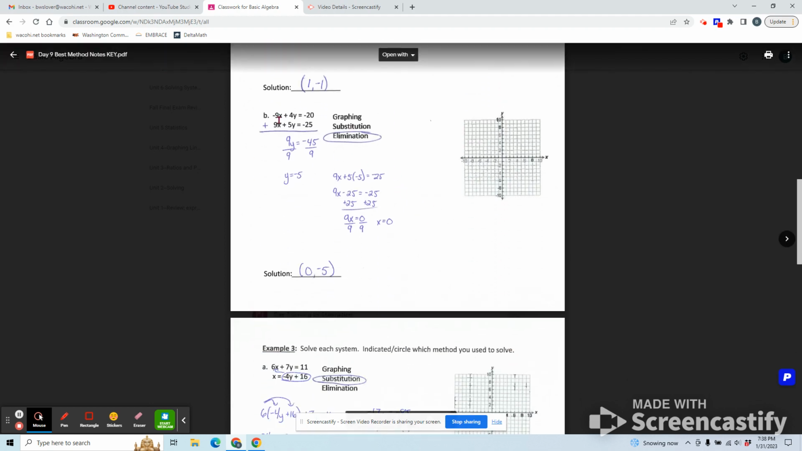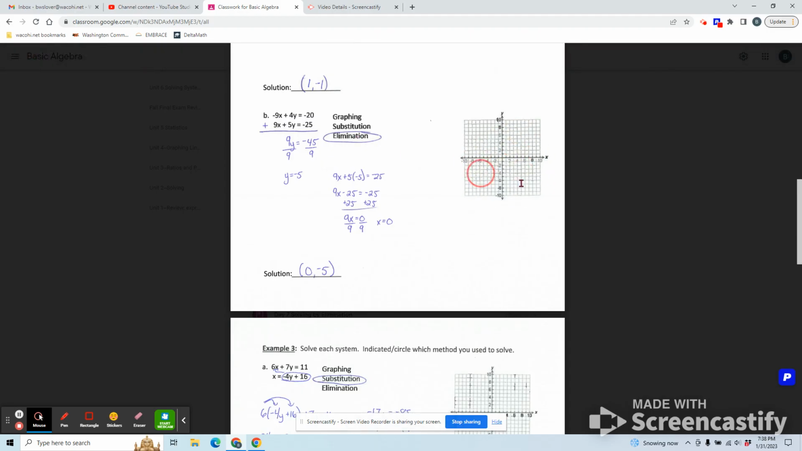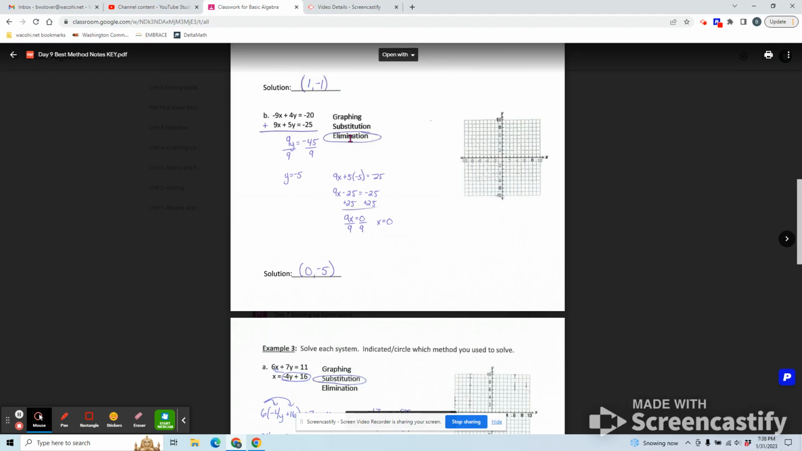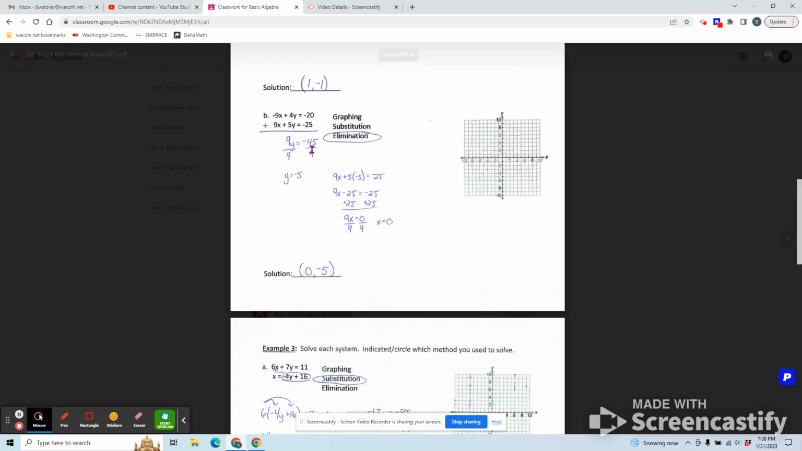Letter B is set up for elimination. So I don't need to use this graph because I didn't choose graphing. I am choosing elimination. So I'm going to add going down. I get my x's are gone. They eliminate. -9x plus 9x. 4y plus 5y is 9y. -20 plus -25 is -45. Divide by 9, get y is -5. Substitute it back in. x is 0.